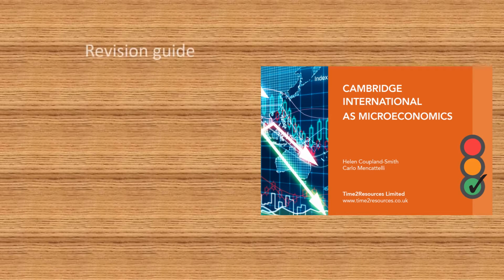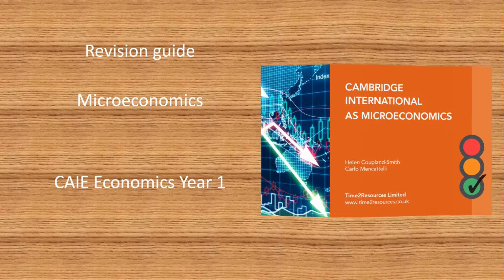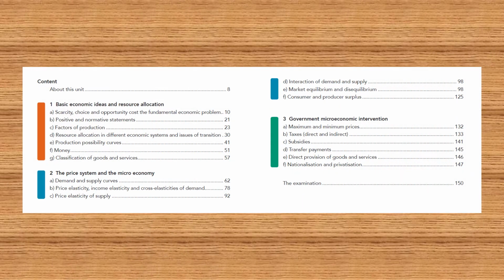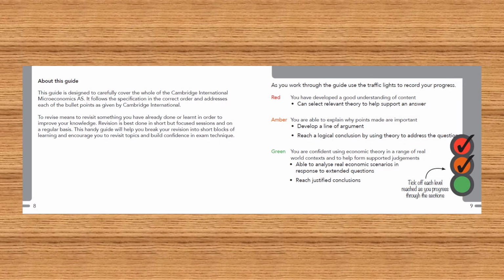A handy pocket-sized revision guide by Time2Resources for the Cambridge Assessment International Examinations A level in economics, covering all of the Year 1 microeconomics content. Accurately follows the specification. Traffic lights to encourage students to revisit each topic and record their progress.